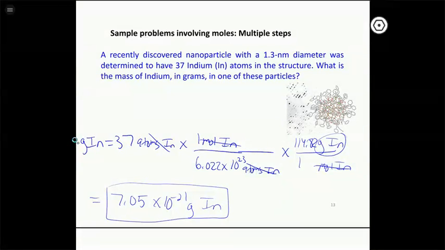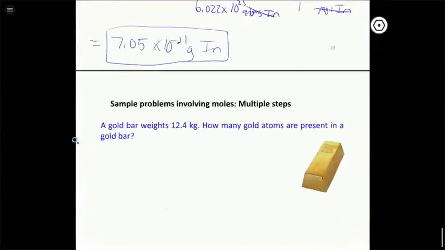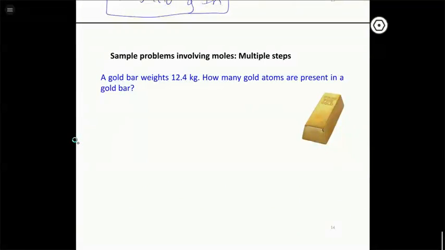All right, so then finally, before I let you go for the weekend, one last example, talking about, again, our favorite element to hoard, which is gold. So a gold bar weighs 12.4 kilograms. So if you're really wealthy, you can get a whole bar of gold, not just a coin. And we want to know how many gold atoms are present in a gold bar. So we want to know what's the individual number of atoms.